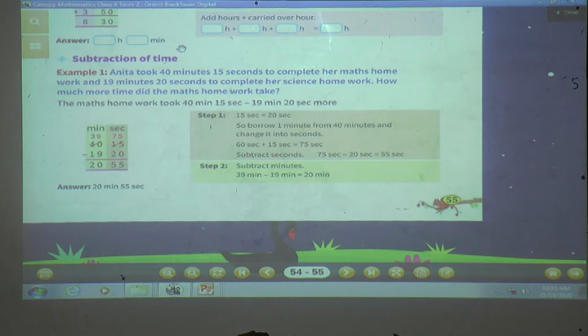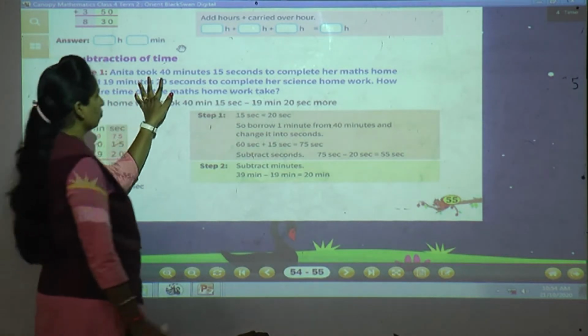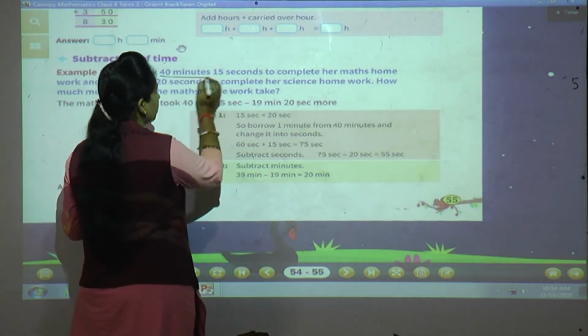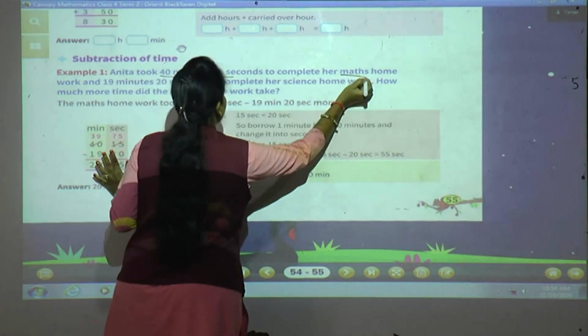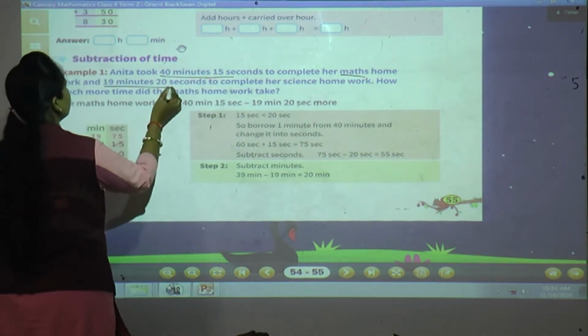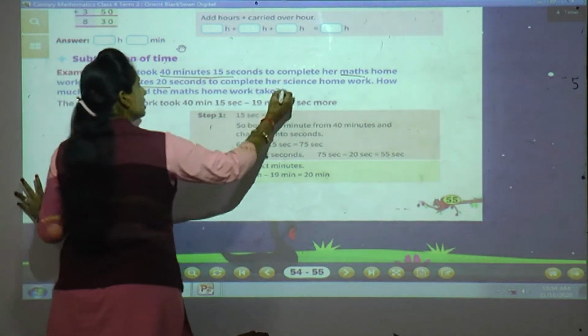Subtraction of time. Example number 1. Anita took 40 minutes 15 seconds to complete her maths homework and 19 minutes 20 seconds to complete her science homework. How much more time did the maths homework take? Now the girl Anita has taken 40 minutes and 15 seconds for maths homework and 19 minutes 20 seconds for science homework.